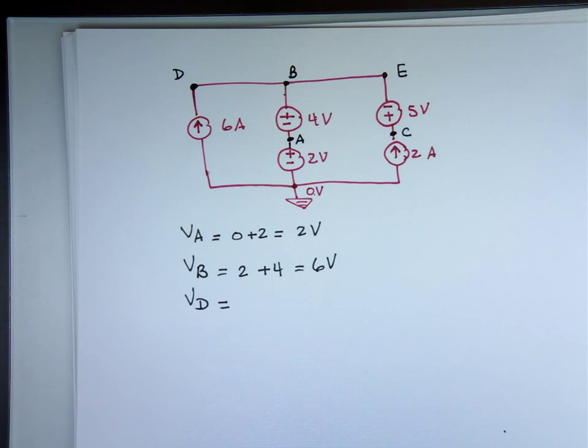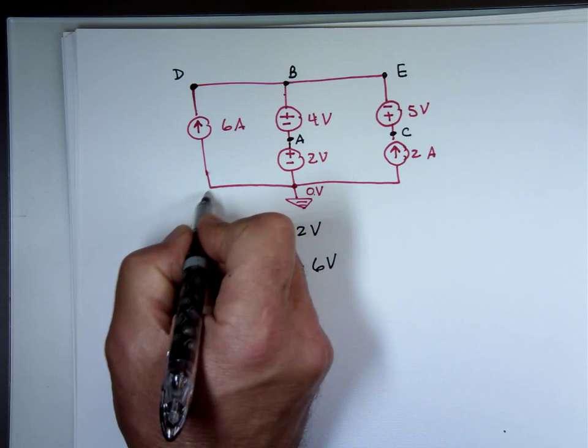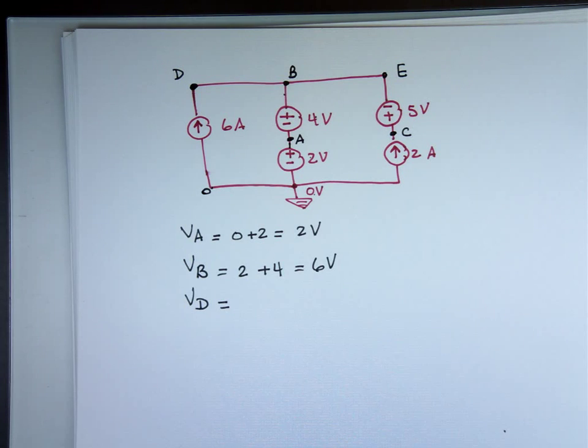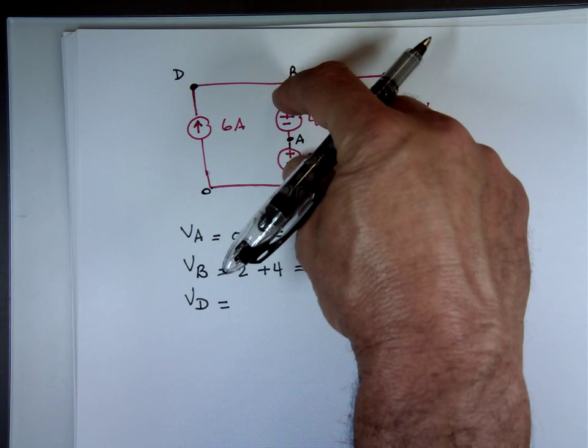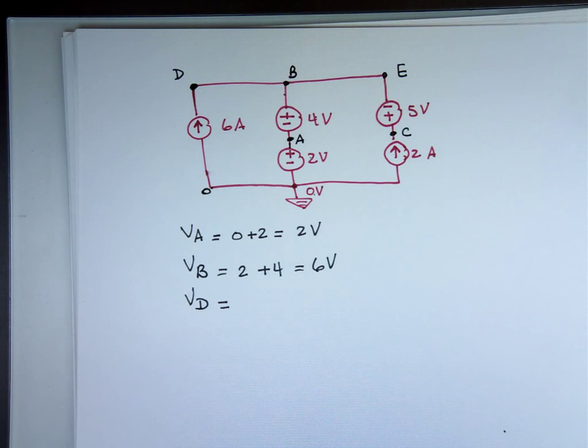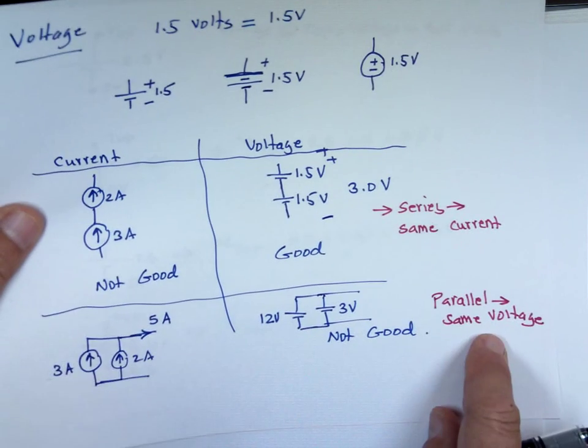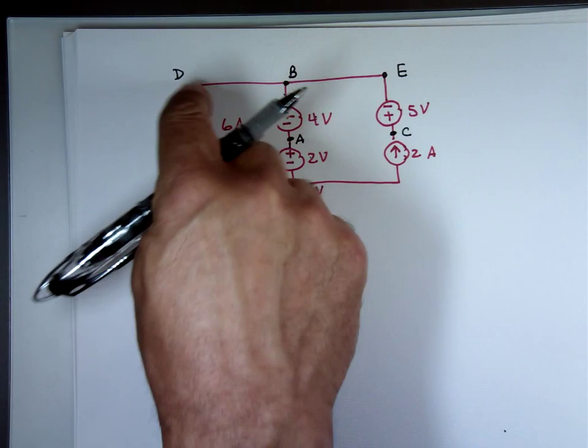Why 6? This is 0 right here. What is it here? Let me ask you another question. How is this group here connected in relation to this? Parallel. And if they're in parallel, they must have the same what? Parallel have the same voltage. So this end and this end should be the same voltage. So you were right when you said 6 volts here.